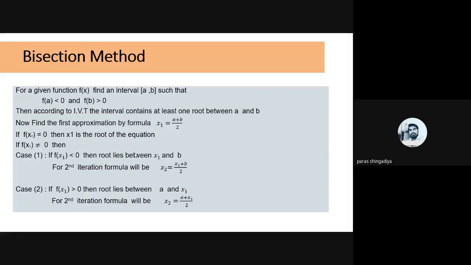Let's start the first method of this unit, the bisection method. How can we apply the bisection method to derive roots of any equation? You can consider any type of equation and use this method to find the approximate solution of the equation. So for a given function f(x), the first step is to find one interval a, b such that f of a is negative and f of b is positive. You have to predict such two values from the real line.